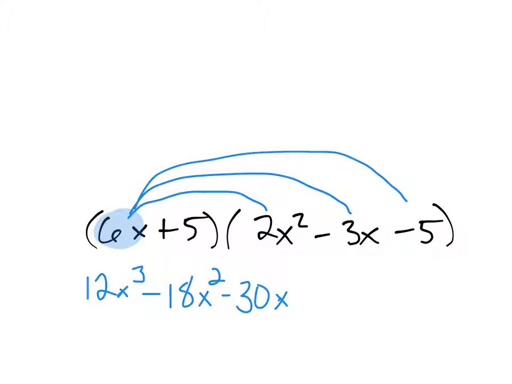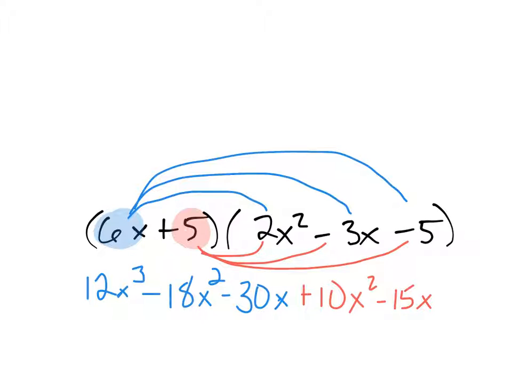So, here we go. From here, I will also take the 5, and I will do the same process. I'll take the 5 times the 2x to get positive 10x squared. I'll take the 5 times the negative 3x to get negative 15x. And I will take the 5 times the negative 5 to get negative 25. Very good.